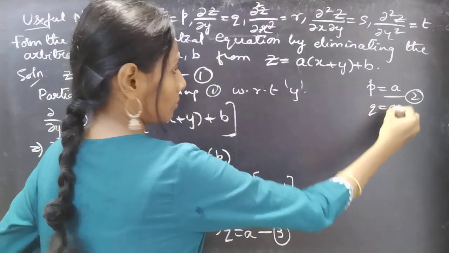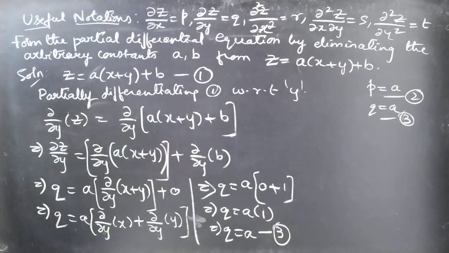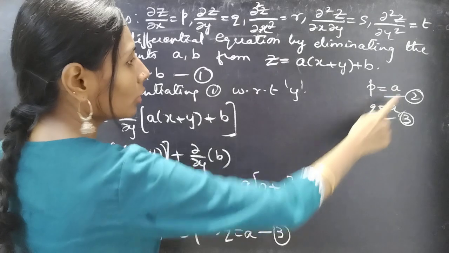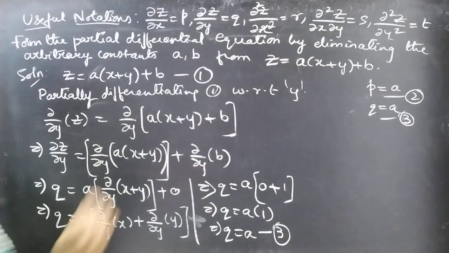Now observe 1, 2 and 3. Let's assume that we are putting 2 and 3 in equation 1. You have P equal to A, Q equal to A. So you can replace A by either P or Q, right?